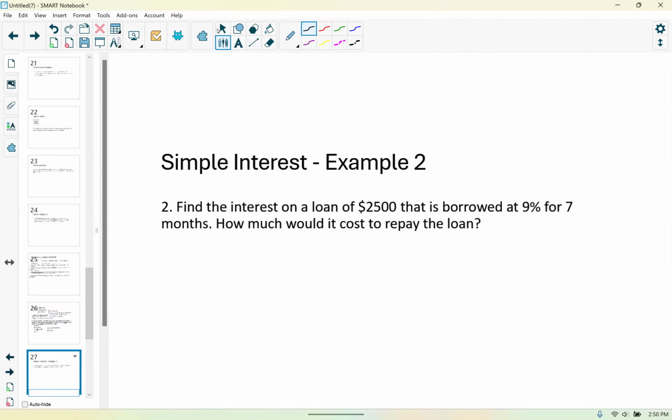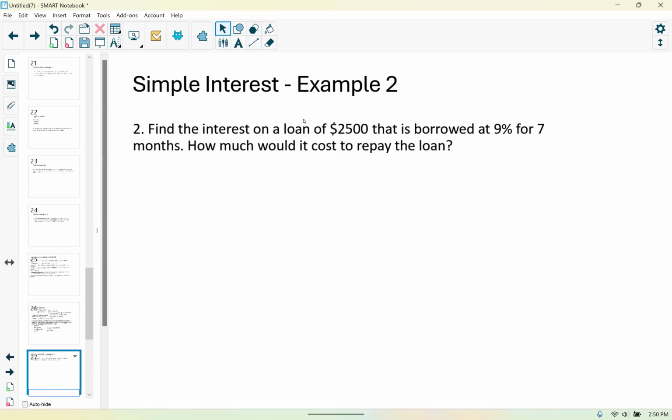So let's look at a second example. We're going to find the interest on a loan of $2,500 that is borrowed at 9% for 7 months. How much would it cost to repay the loan? Okay, so we're trying to find the total cost because we want to find how much to repay the loan.